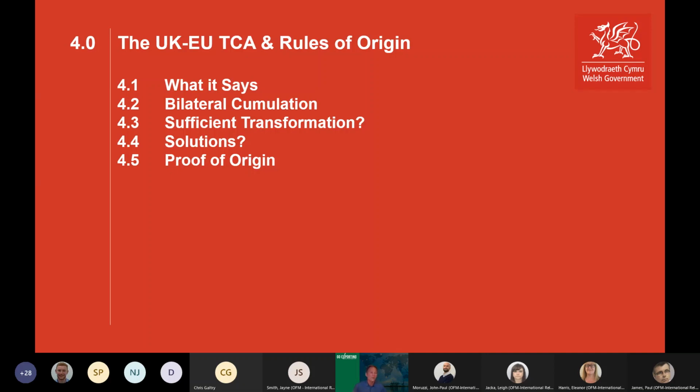But what does the UK-EU Trade and Cooperation Agreement actually say? What does that bring in as far as rules of origin are concerned? We'll have a look at what it actually says, the concept of bilateral cumulation, sufficient transformation as far as this agreement is concerned, some of the issues that gives us and potential solutions, and how you prove origin.